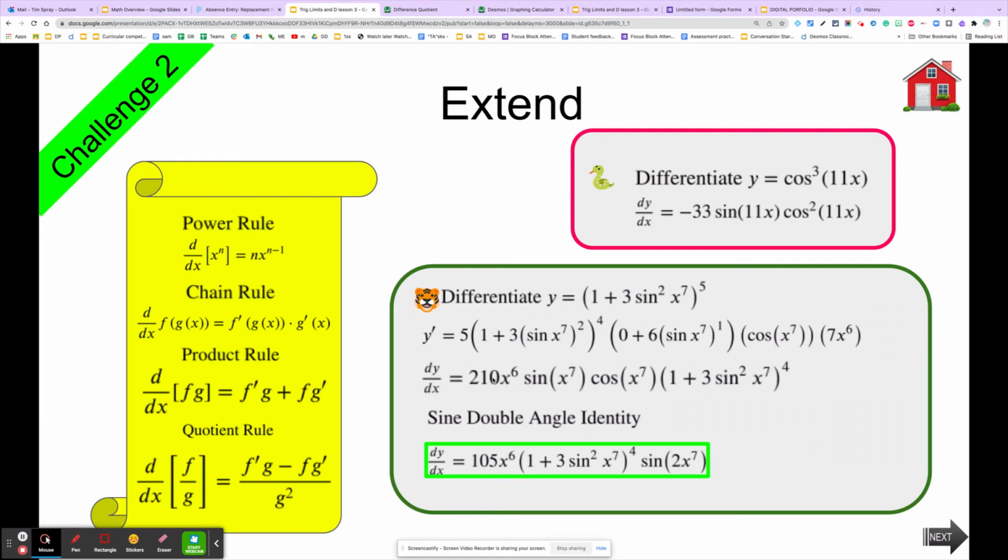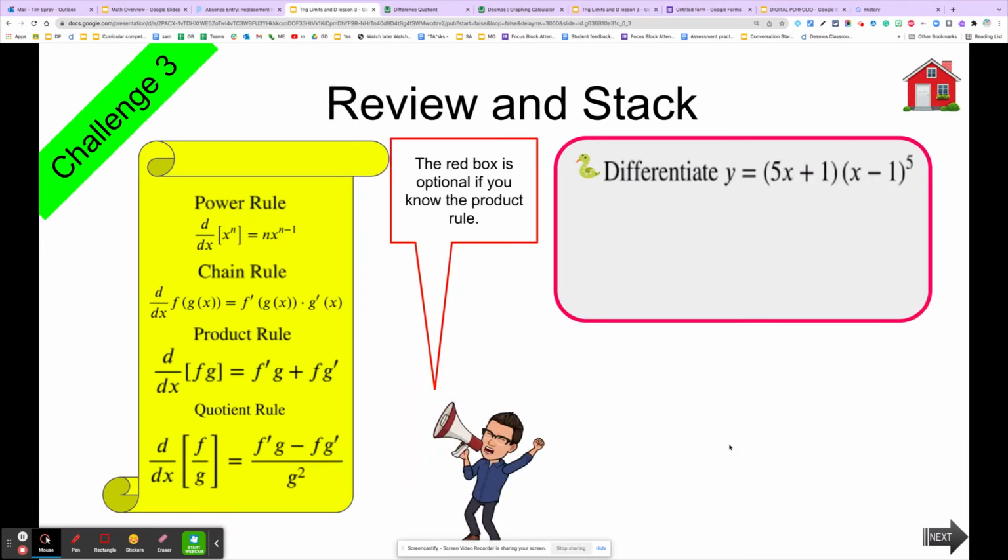So again, notice that this would have been 2 times 10^5. So 2 sine x^7 cos x^7 turns into sine 2x^7. So please look for that. All right, let's look at challenge 3.